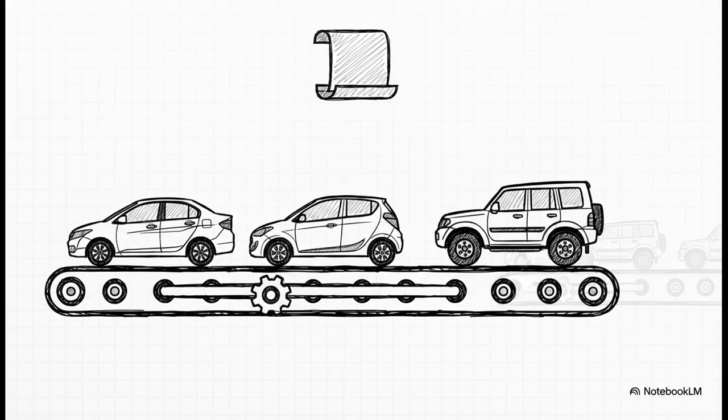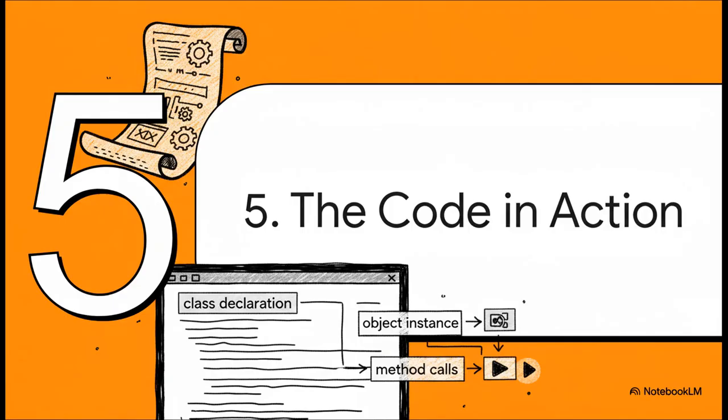This is the absolute essence of reusability. We do the hard work of designing the blueprint just once, and then we can create an entire fleet of unique, functioning cars with hardly any effort at all. All right, theory is great, but let's see how all these pieces, the class, the object, the methods, actually come together in a simple, complete C++ program. Let's see it in action.